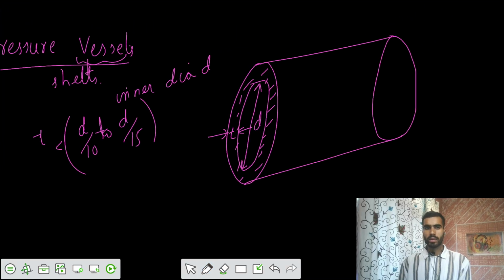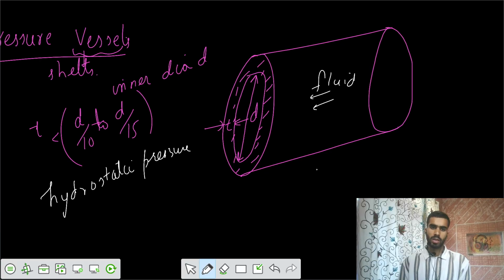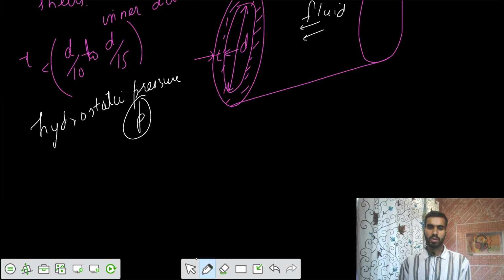Now in this vessel there might be some fluid inside, and because of the fluid we have hydrostatic pressure. Let's say the pressure of intensity P. Because of this hydrostatic stress, it's P in all directions, so at a point it's acting in different directions. This is your state of stress for the fluid inside the material.